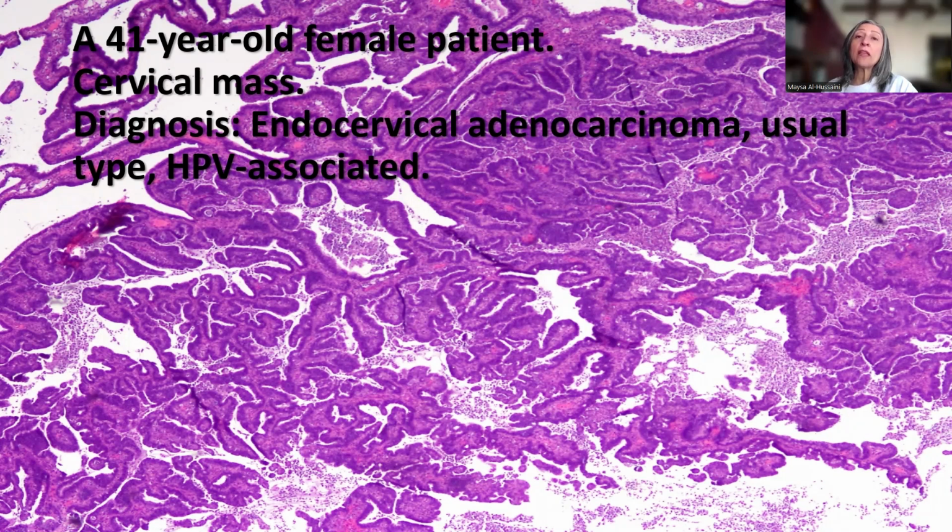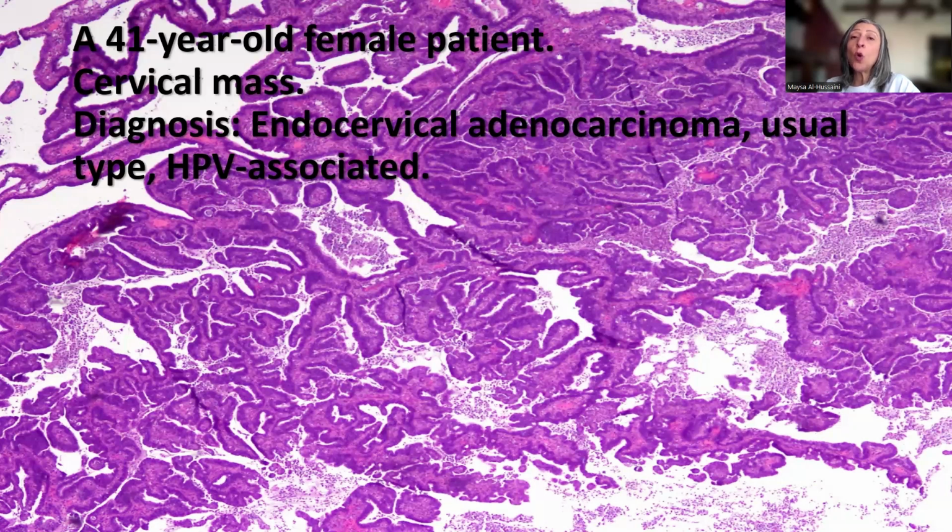Why do we need to separate the HPV associated from the HPV independent cervical adenocarcinoma? Because of the difference in the prognosis and the outcome. The HPV independent cervical adenocarcinomas are associated with more aggressive behavior compared to the HPV associated.